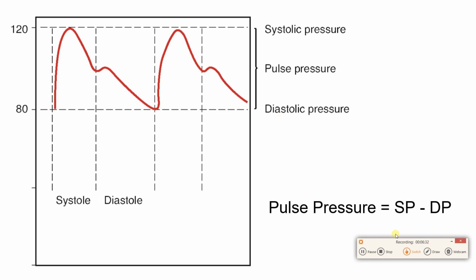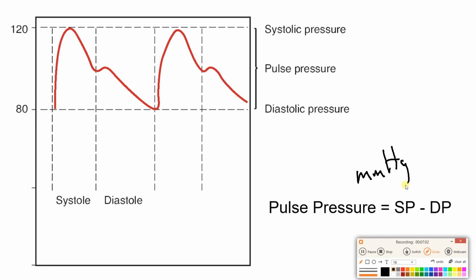Now, mathematically, what we can calculate is the strength of our pulse, and that's called our pulse pressure. Note, that is different than pulse rate. Pulse rate is the frequency of the pulse. Pulse pressure is the strength of the pulse. And I calculate pulse pressure by taking systolic and subtracting diastolic. And note, of course, all my pressure values have the same unit, which is millimeters of mercury.